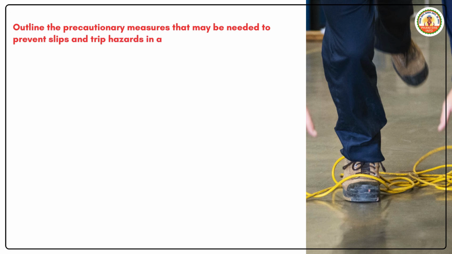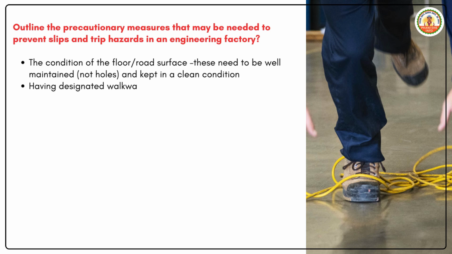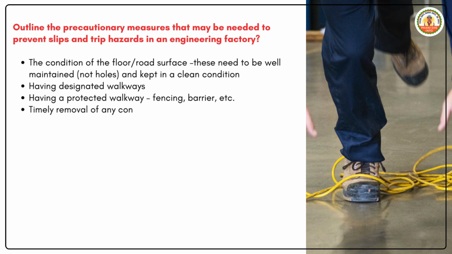Outline the precautionary measures that may be needed to prevent slips and trip hazards in an engineering factory. The condition of the floor or road surface needs to be well maintained, with no holes, and kept in a clean condition. Having designated walkways. Having a protected walkway, fencing, barriers, etc. Timely removal of any contamination of the walking surface from spillages and leaks, etc.